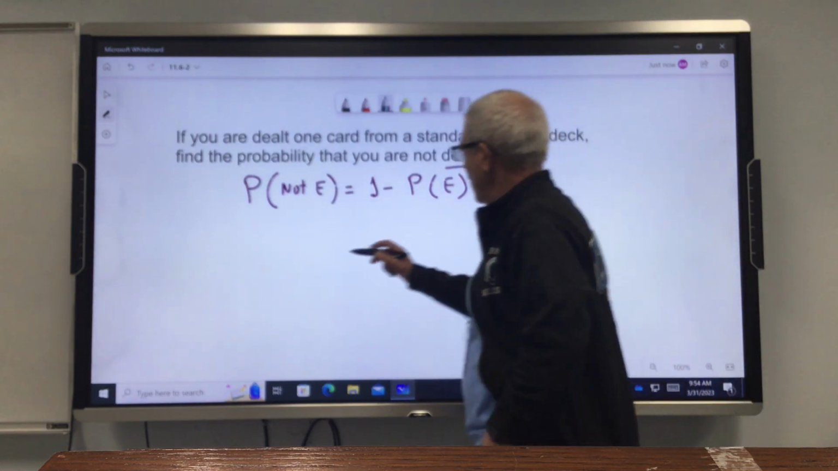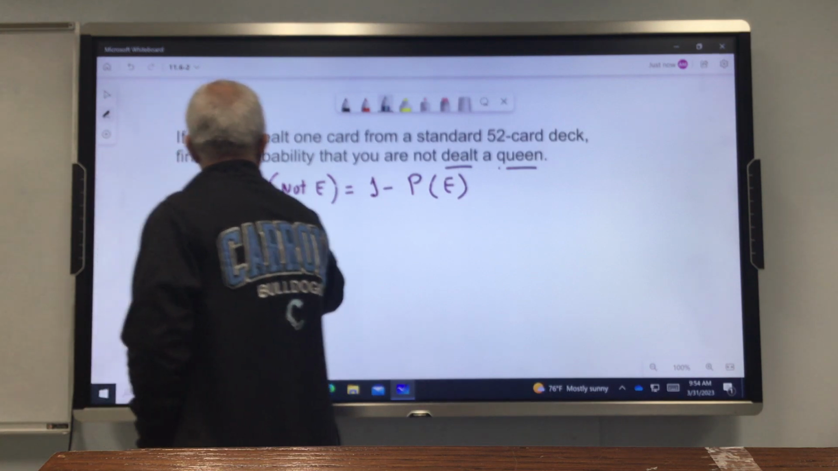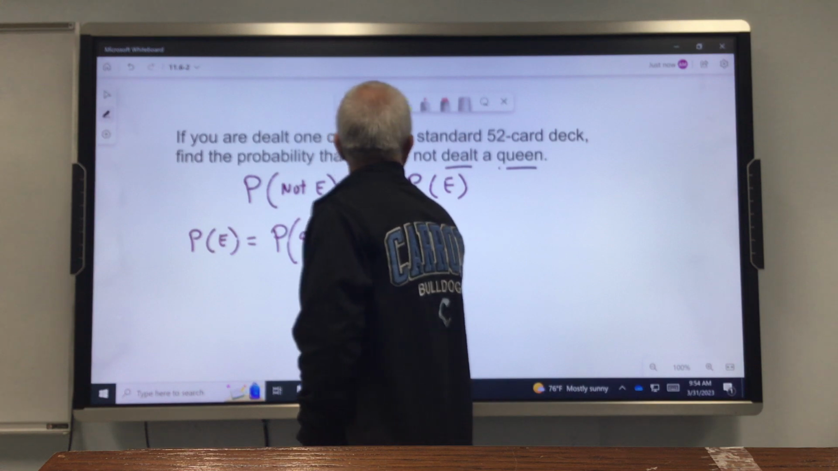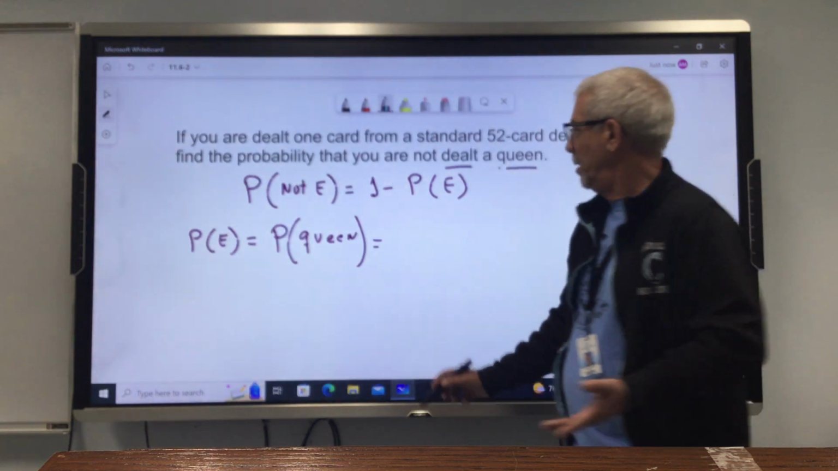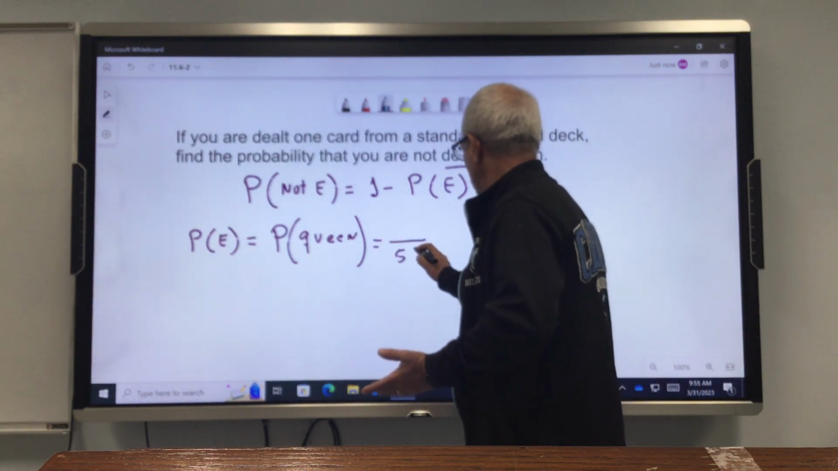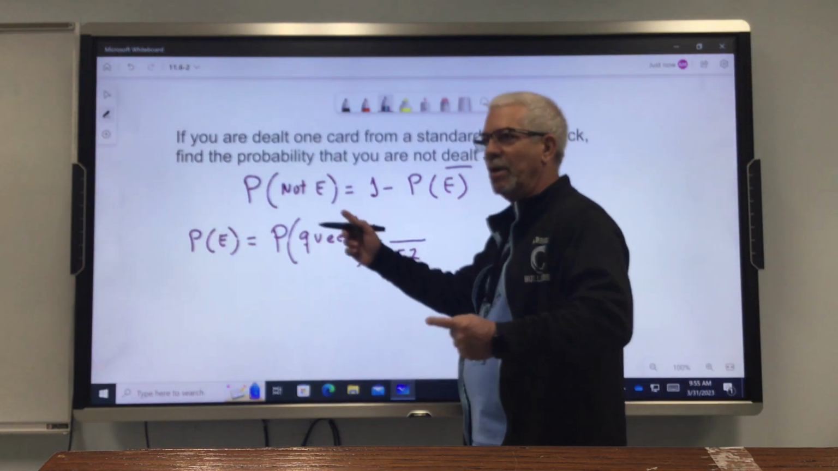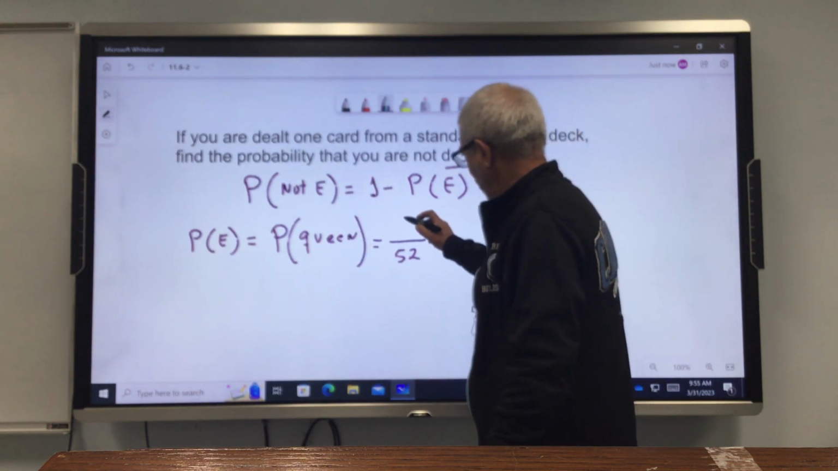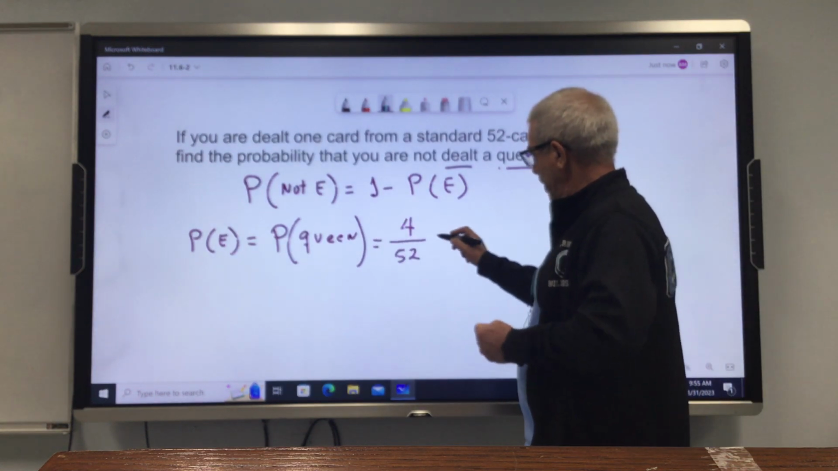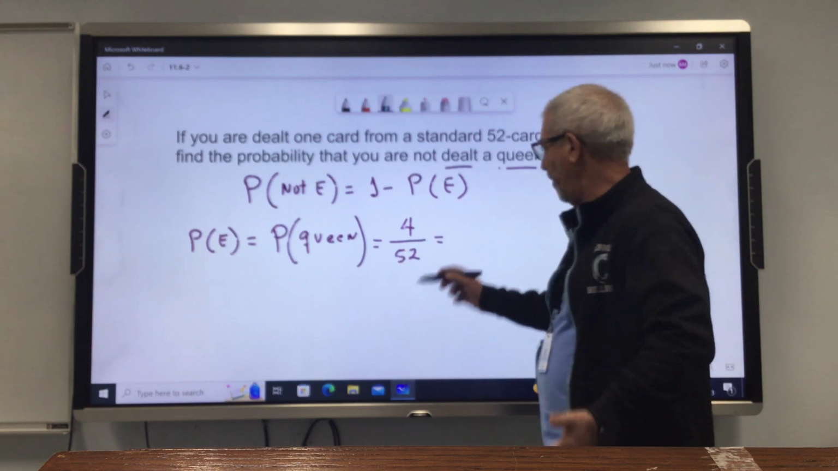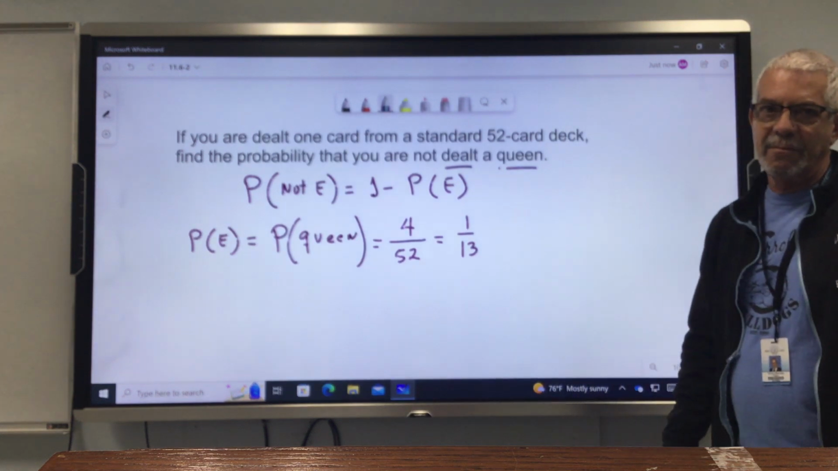Then first we need to find P(E). And P(E) here is equal to P(queen). And everybody knows how to do that from last lesson. Remember that my denominator is 52, because we have 52 cards in total. And my numerator, how many queens do we have in the 52 cards? We have 4. Then the probability that I select a queen is 4 over 52, but remember that we need to simplify. Divide by 4 is 1, divide by 4 is 13. That is 1 over 13.